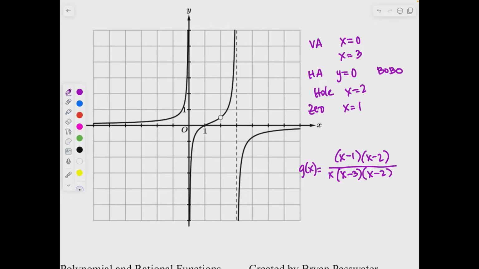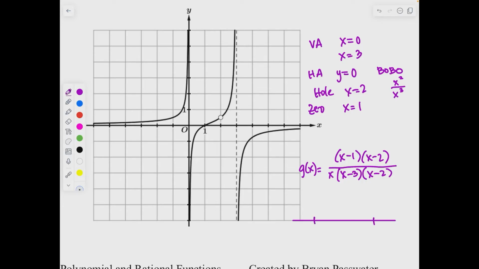Okay, horizontal asymptote at y equals 0. That means that we worked with BOBO, bigger on bottom. So what I notice at the moment is that I have x squared on the top and x cubed on the bottom. So that's accounted for as well. So we're doing good there. The last thing I need to account for is the end behavior. So one more time, I'm going to take a look at my end behavior.